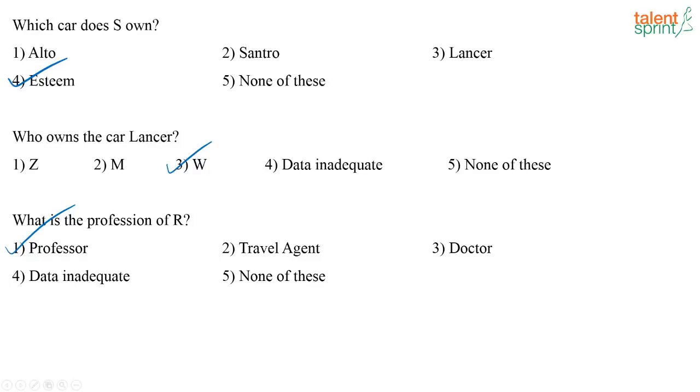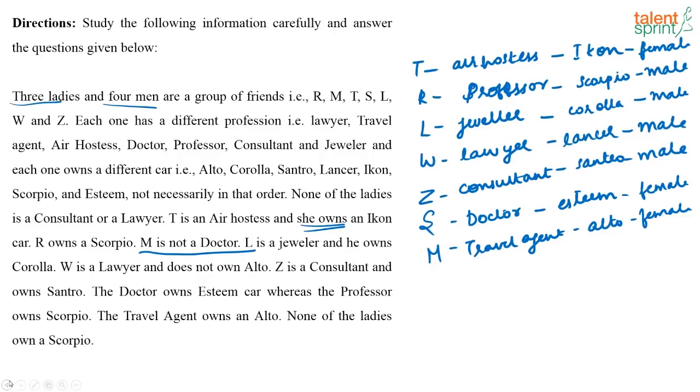Next question. I think there was also one sub question in this set that has not been taken for the session. They had asked who are the female members in the group. So it is going to be T, S and M, right? So the females here are T, S, M. The other 4, they are the male members, R, L, W and Z.